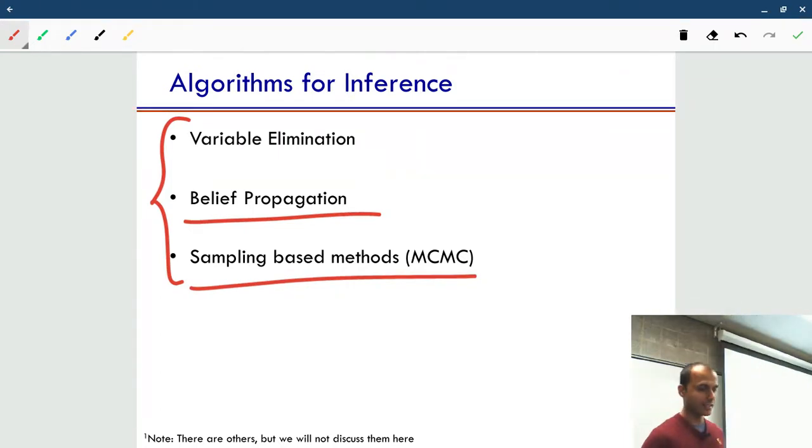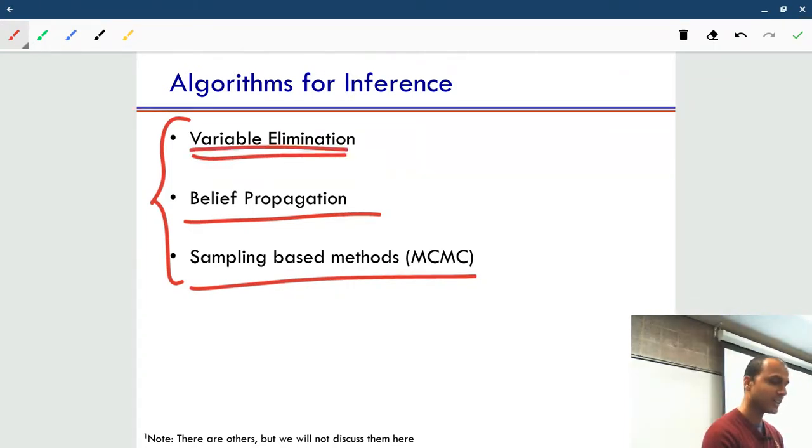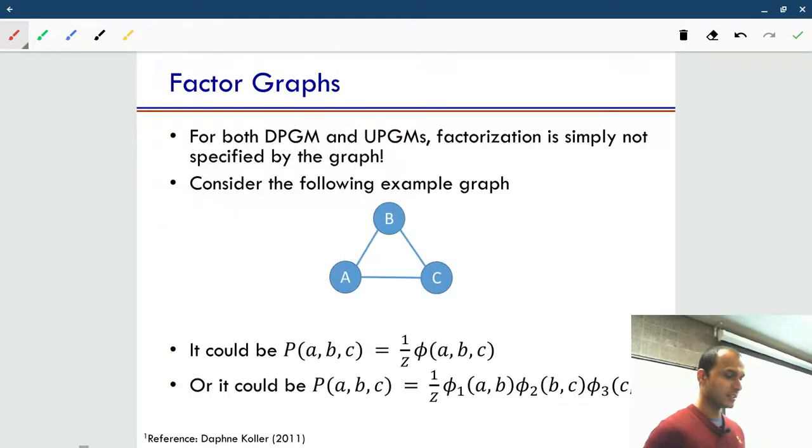And the first technique, to warm ourselves up, is a simple trick that we've already seen before, which is called variable elimination, to compute marginals, for example. So before we get into the techniques, let's start with a common representation for the joint distribution.